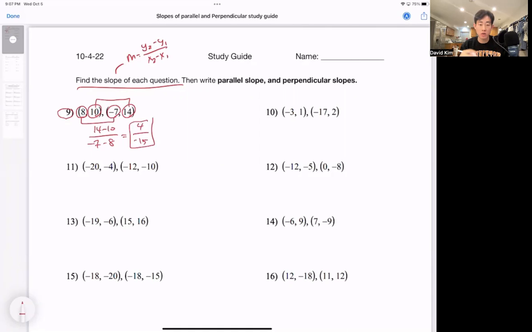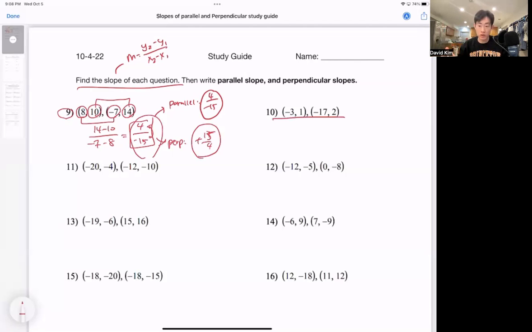Now, if you're trying to figure out the parallel slope to this, the parallel slope always states that the slope must be the same. So the parallel slope will be exactly as it is. It's 4 over negative 15. Now, the perpendicular slope to this would be negative reciprocal. So you will have to flip the top and the bottom. So it'll be 15 over 4. But since this one was a negative, this one will turn into a positive slope. So the answer to the perpendicular slope will be 15 over 4.